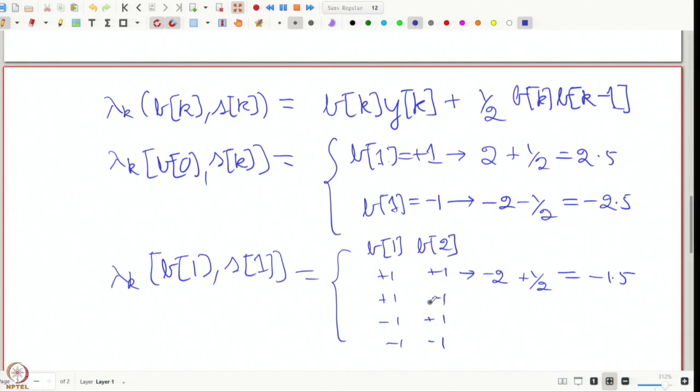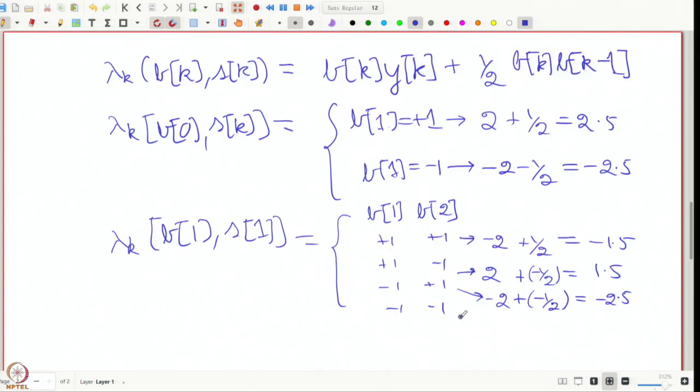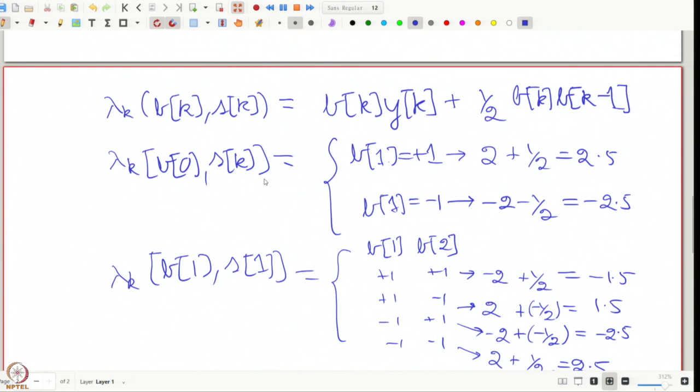Next. B1 is plus 1, B2 is minus 1. So, let's put it here. B2 is minus 1. So, minus 1 times 2 is 2 plus and we have half times this product that is minus half. So, 1 to minus 1 we have 1.5. Next, we'll do this one. Minus 1 plus 1. So, B2 is plus 1, so you will get minus 2 over here, plus half times the product, minus half, this gives me minus 2.5. Finally, minus 1 to minus 1, I have minus and minus is plus, so 2 plus and minus 1 to minus 1, half, 2.5.